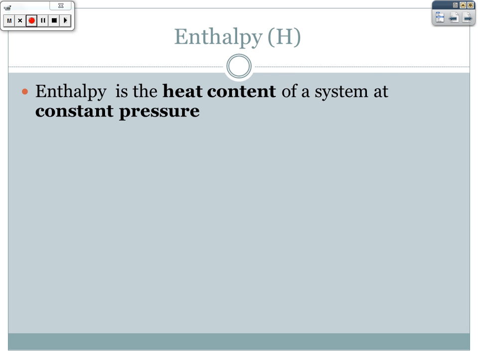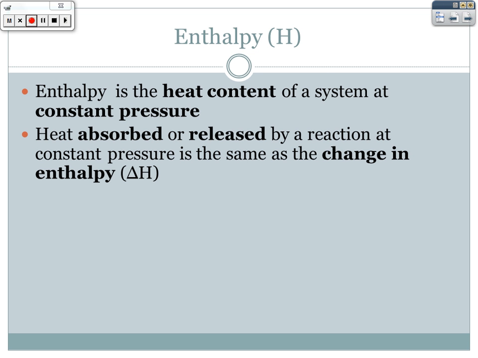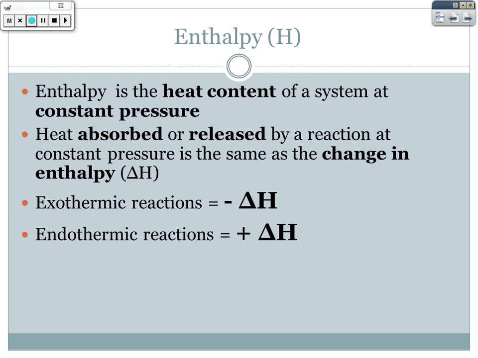All right, let's talk about enthalpy, or H. Enthalpy is the heat content of a system at constant pressure. Heat absorbed or released by a reaction at constant pressure is the same as the change in enthalpy, or the delta H. So everything that we do here, we're either going to be measuring it in terms of Q or in terms of delta H. But it's called enthalpy, or the heat content of a system. Exothermic reactions have a negative delta H, whereas endothermic reactions have a positive delta H.